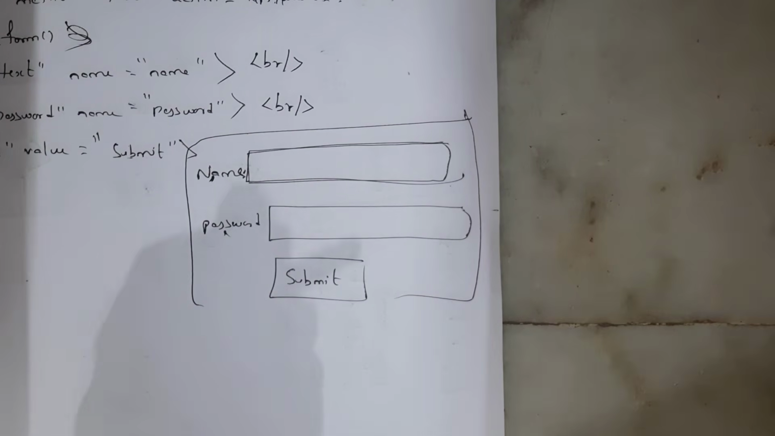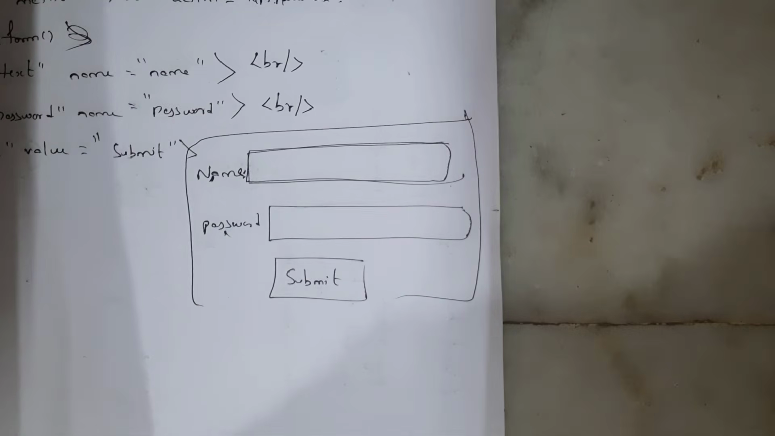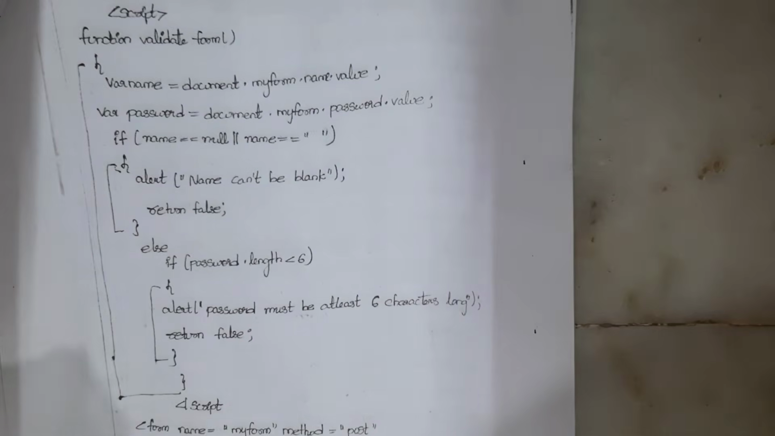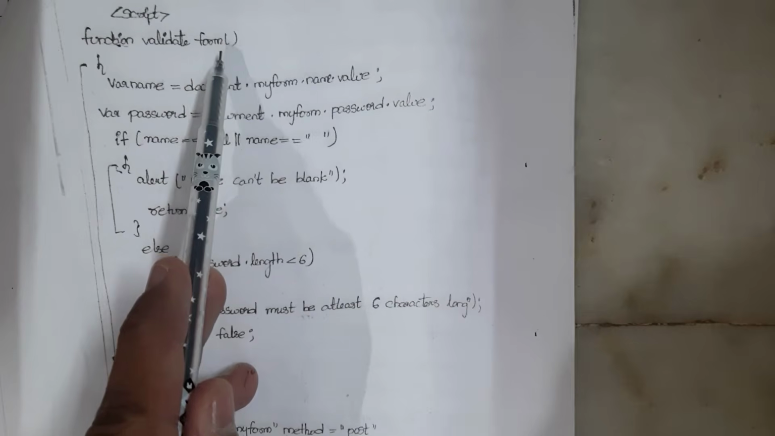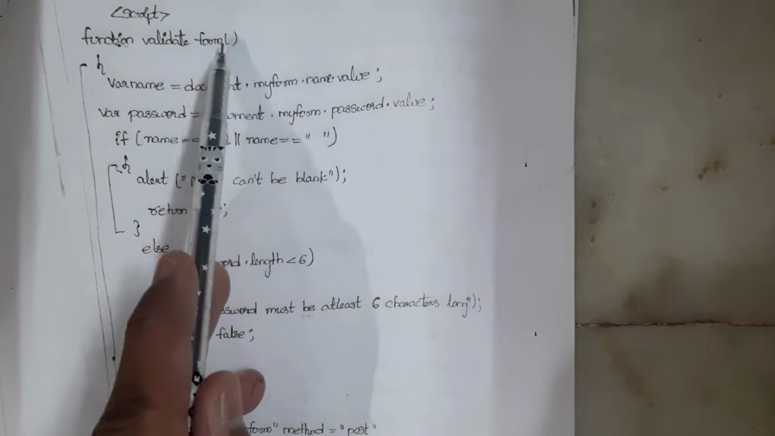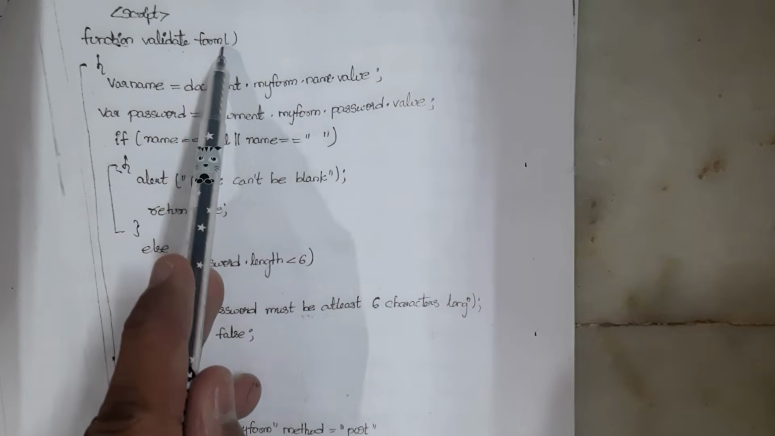If I give 5 characters in the password, then it should display a message like "password must be at least 6 characters." In order to display these two messages, I need to use JavaScript. This is the script which we need to write. I gave the function name as validateForm because we are validating the form.